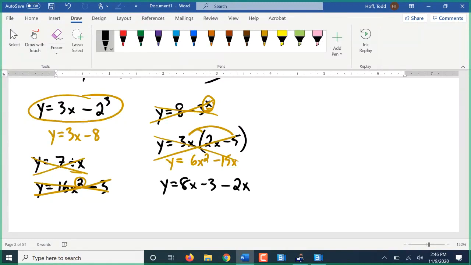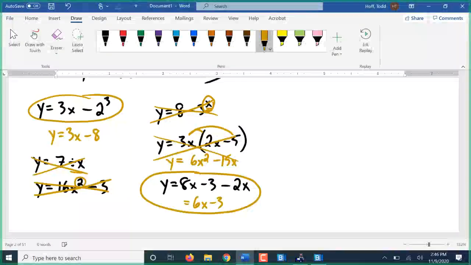This one here, y equals 8x minus 3 minus 2x. Well, the 8x minus 2x is just 6x. That's y equals 6x minus 3. That's just fine. That's going to form a line on the graph.